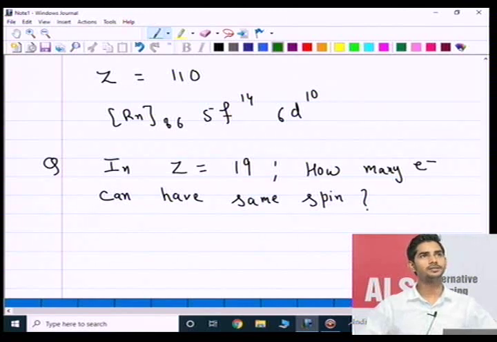Okay, who has got this answer? 10 have the positive spin, 9 has the negative spin. Who has got this answer? Hi, Varni. Guys, let's begin.